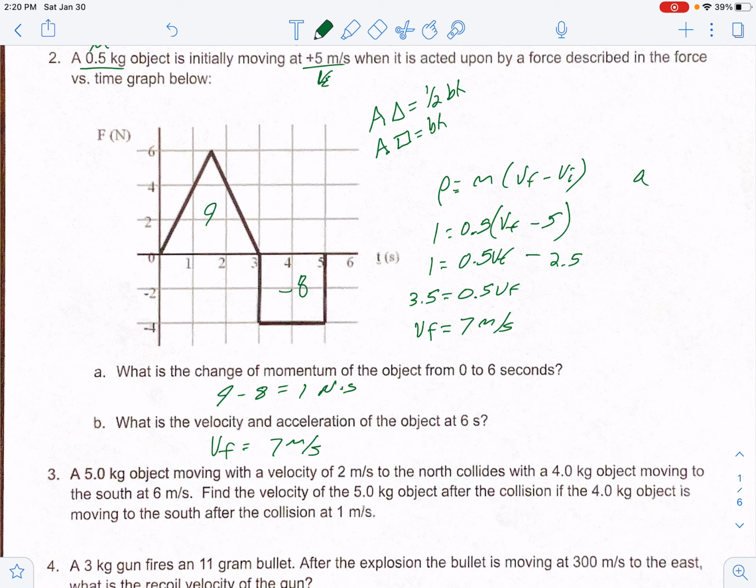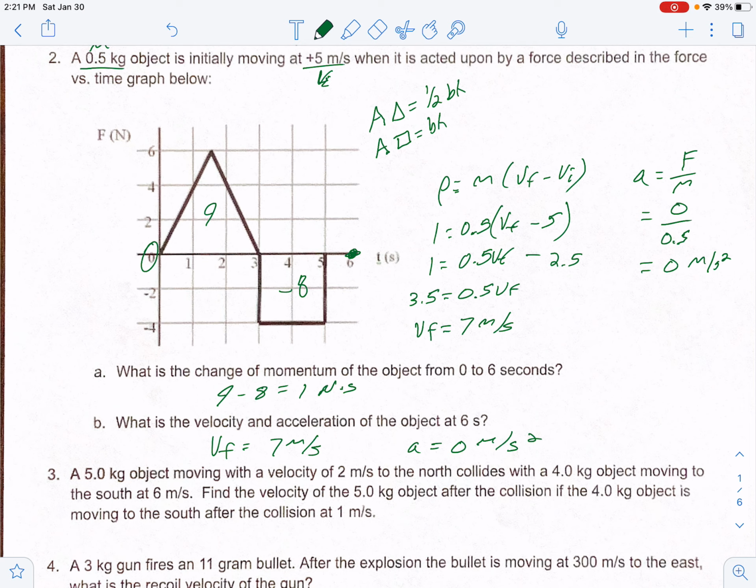Acceleration, remember this was just a equals F divided by m. So at 6 seconds, that means I'm right here. If I look over to the left, I have a force of 0. My mass, they already told me, was 0.5. It doesn't matter anyway because my force is 0. So that means I have an acceleration of 0 meters per second squared at that moment.